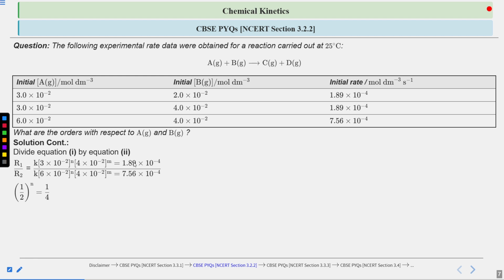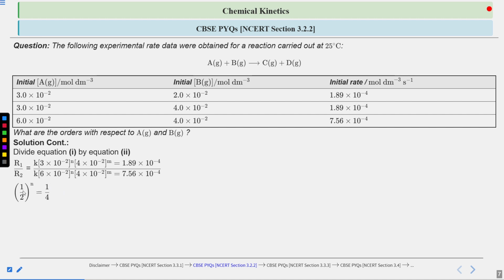If you want to check, you can do it on the calculator. If I try 1.89 divided by 7.56, 0.25 is coming, that means 1 by 4. So (1/2) to the power n is equal to some fraction.